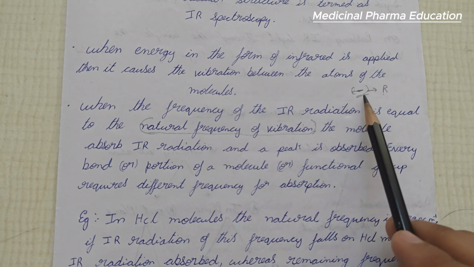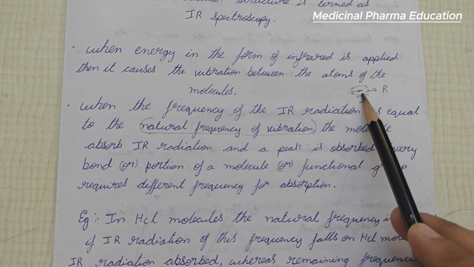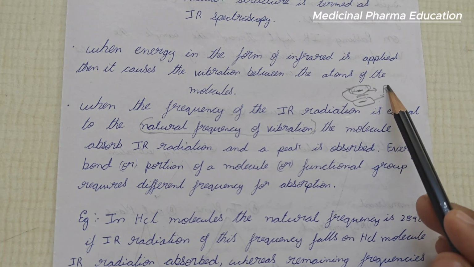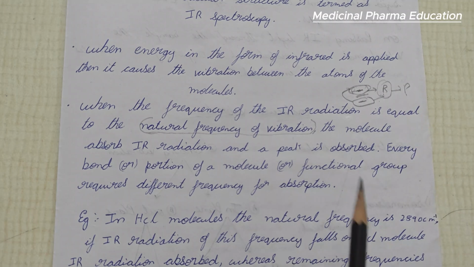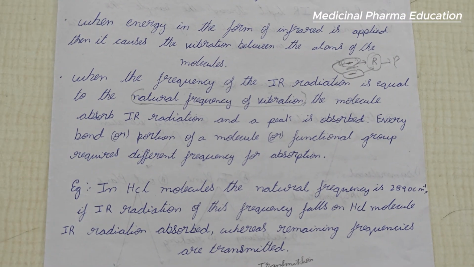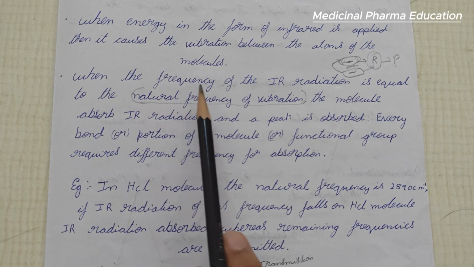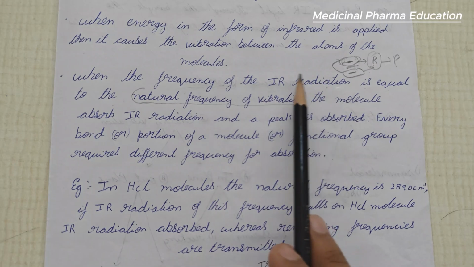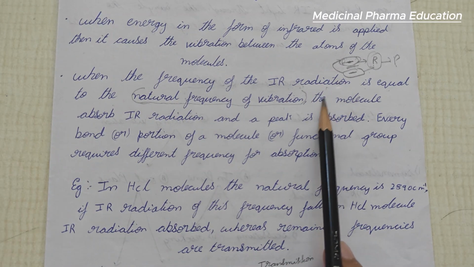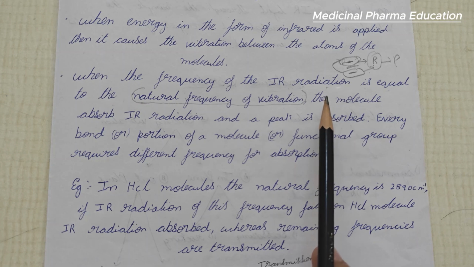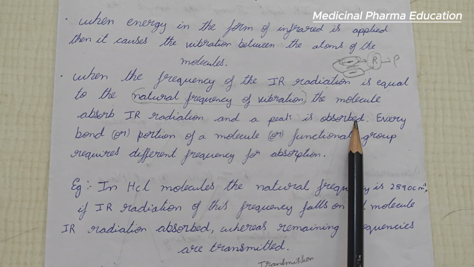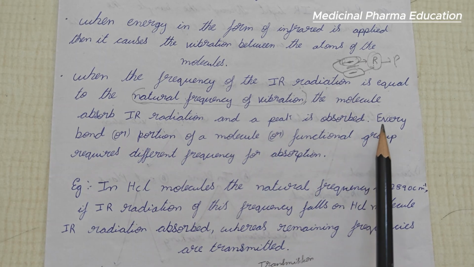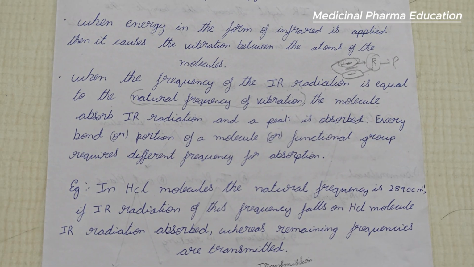If the IR radiation matches this natural frequency, then the molecule absorbs the radiation and the peak is observed. This is the sentence explained here. When the frequency of IR radiation is equal to the natural frequency of the molecule, the molecule absorbs the IR radiation and the peak is observed. When these two are equal, then the molecule absorbs IR radiation and the peak is observed. I think you have understood this sentence.